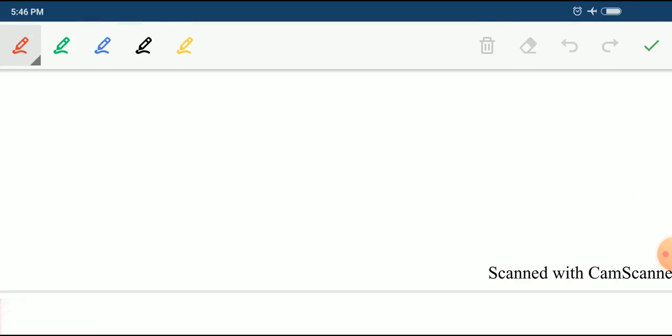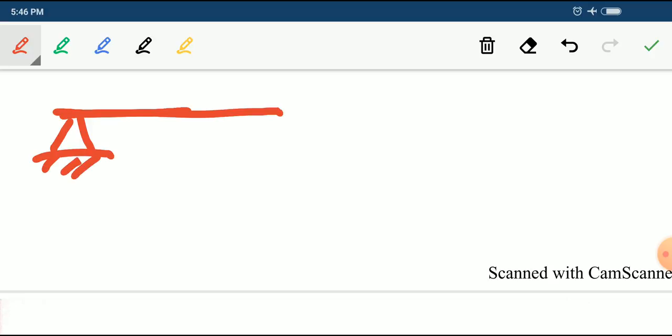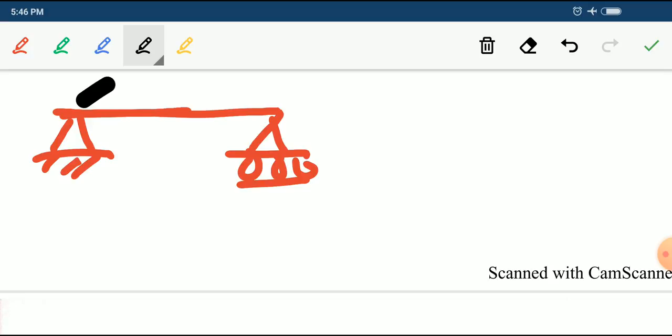So first I will draw the diagram. I will start with the simple problems. Okay, don't worry about this one. So this is the beam I will draw. Okay, I think you got an idea about this one. So this is a simply supported beam. First one, which kind of support? This support is hinge support. Okay, what about this one? This one is roller support.